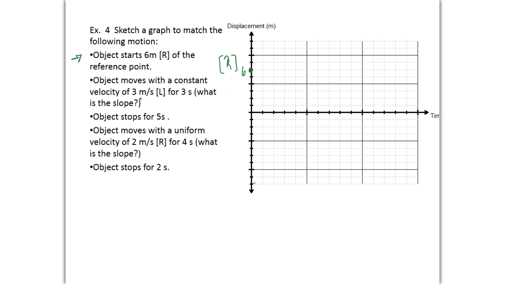It moves with a constant velocity of 3 meters per second for 3 seconds. So we know at the 3-second point, 1, 2, 3, so this will be 3 seconds, that's going to travel for 3 seconds at 3 meters per second. Now remember, 3 meters per second is the slope, or 3 over 1. So again, hint here, what is the slope? Well, it's 3 over 1. And it's moving to the left. So you go down 3, 1, 2, 3 over 1. Down 3 again, and down 3 more.